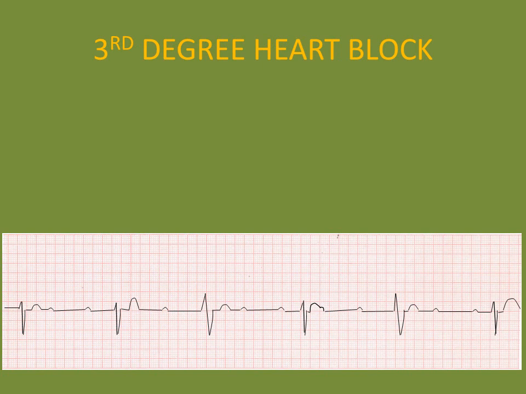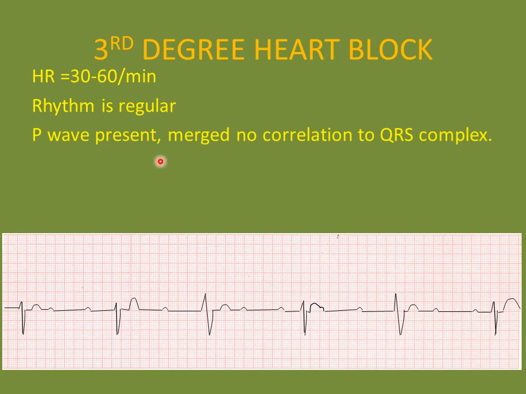This is ventricular tachycardia. Heart rate is 100 to 250 per minute. Rhythm is irregular. P wave may be seen corresponding to QRS or usually absent. PR interval cannot be measured and QRS duration is greater than 3 small squares, that is greater than 0.12 second.